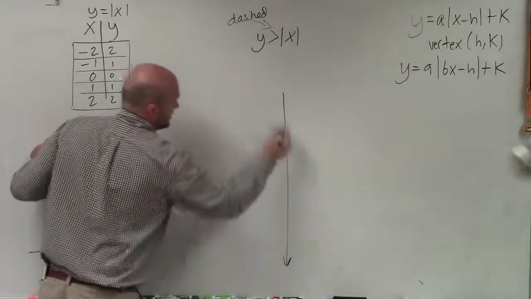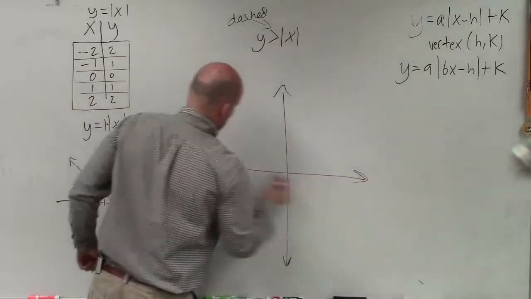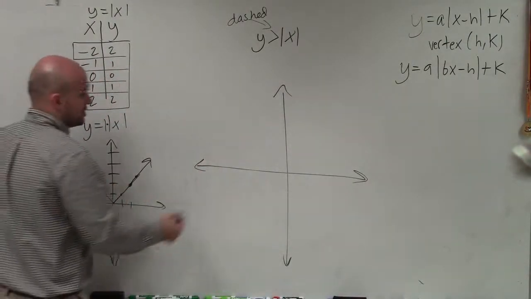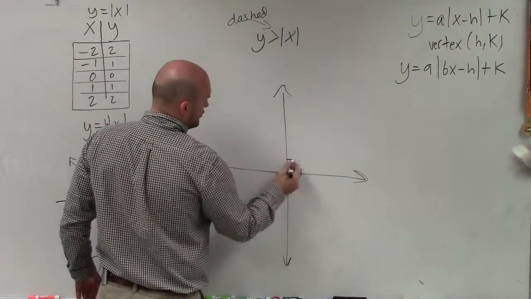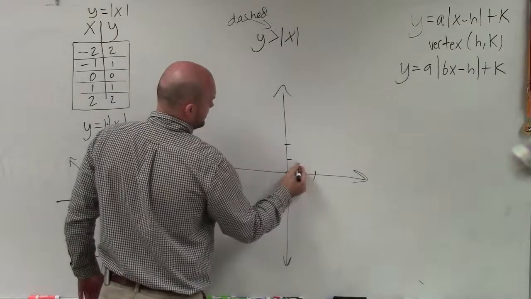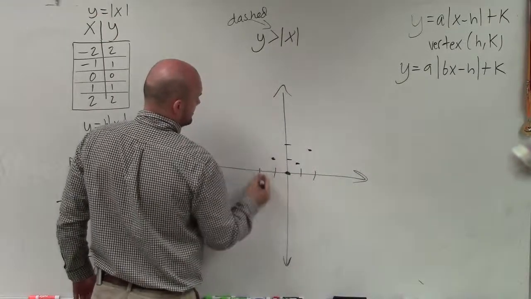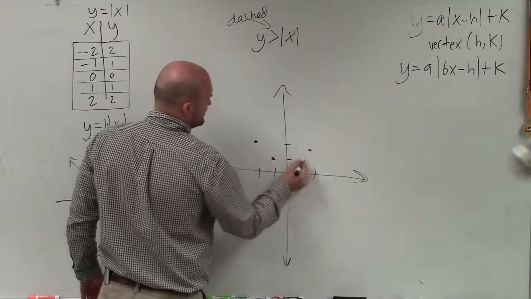So now let's go ahead and graph. Again, I said there's no transformations. So I start at my vertex, which is 0, go over 1, up 1, over 2, up 2, left 1, up 1, left 2, up 2, okay? And we have this dashed line.